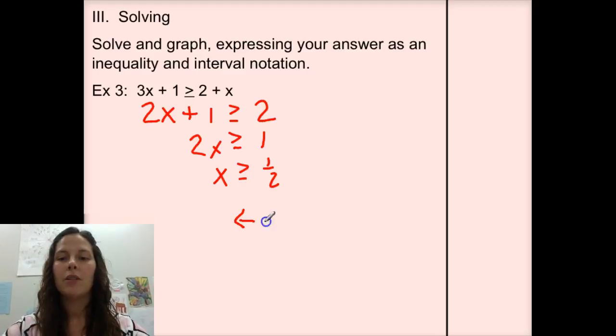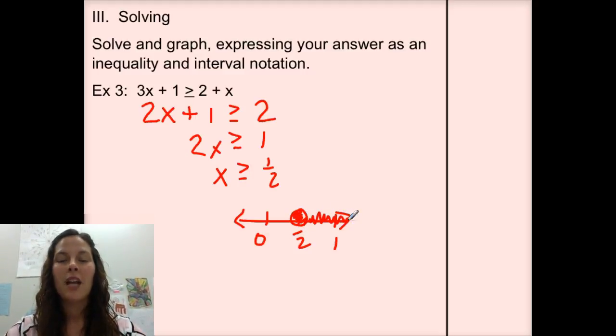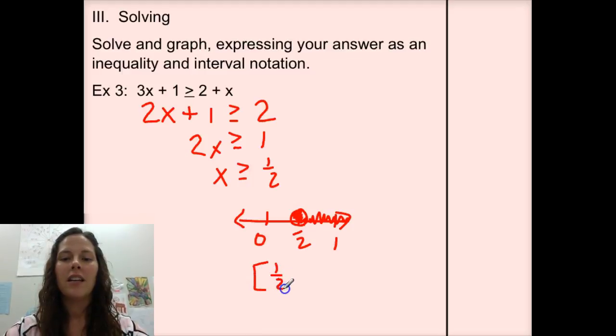Graphing, setting up the number line, we'll put our 1/2 in the middle with 1 and 0 on either side. It's an or equal to, so we'll shade in that circle. And x is greater than, so we'll shade off to the right. We've already got our answer expressed as an inequality, so we'll translate it to set notation. The or equal to gives us a bracket, and it's unbounded going up to infinity.